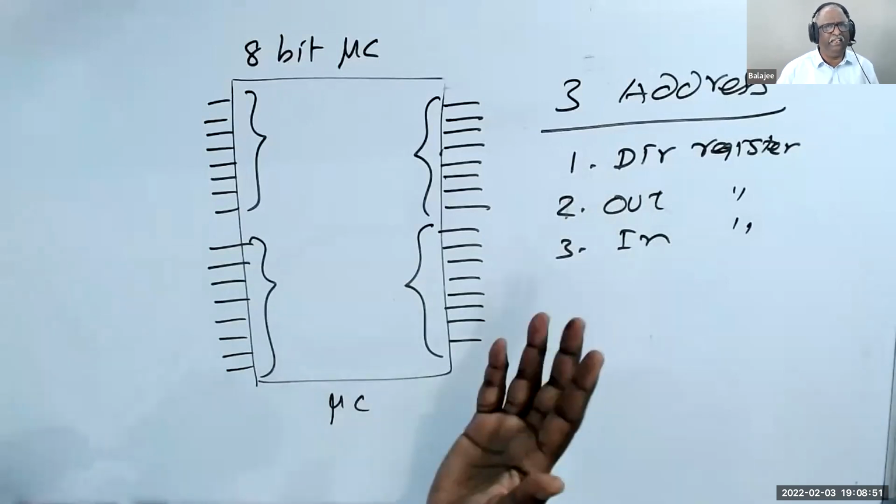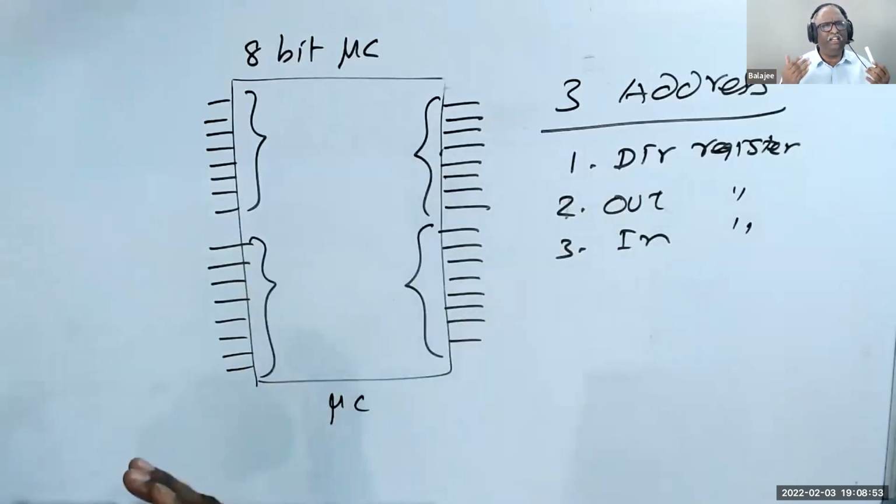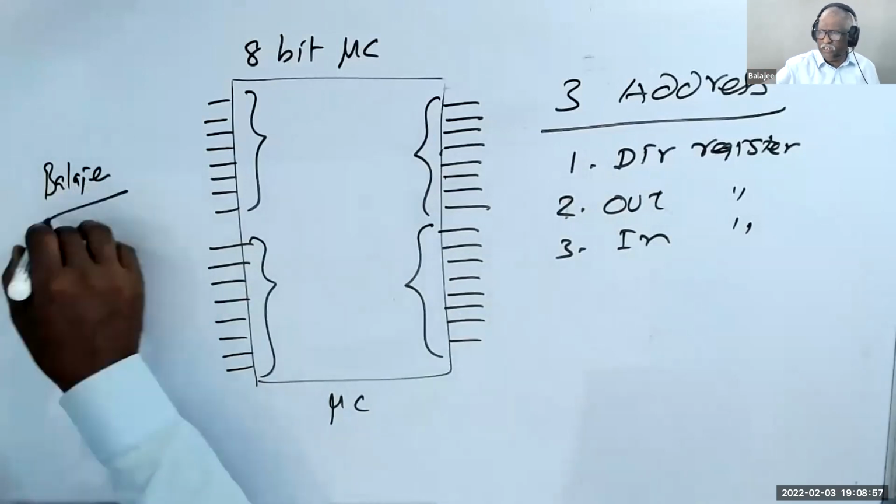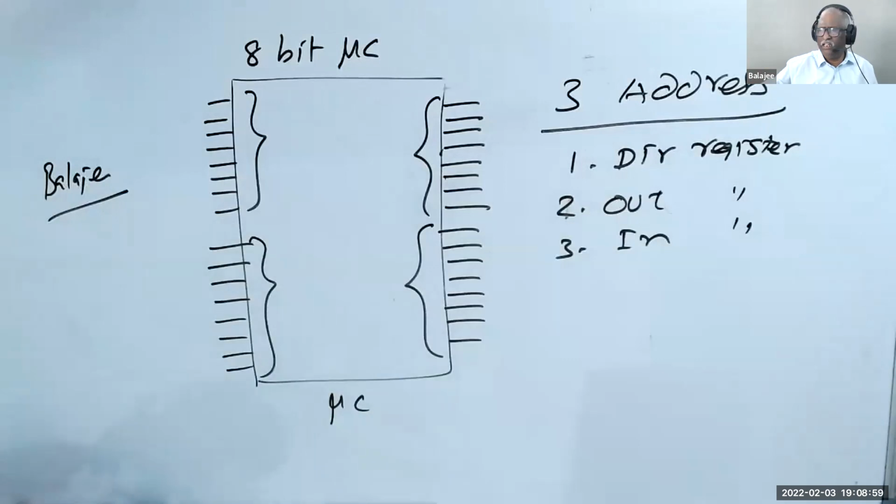But nothing great. See, you have a name, Balaji. Am I right? Like that, the port is having a number. That's the only thing. When I say address pin, that's a number. Nothing more than that. Don't get confused about the address.